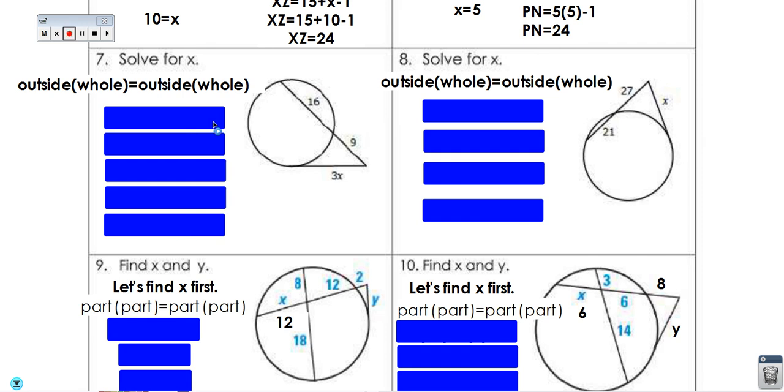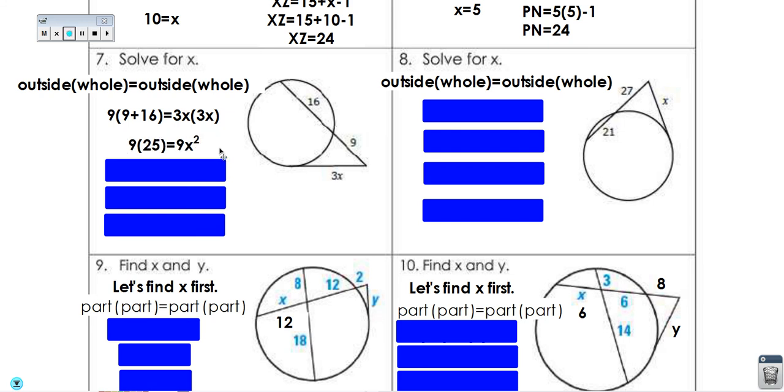Here we have a segment with 9 and 16 having an outside and a whole. But 3x is both the outside and the whole. So we have 9 times 9 plus 16, and then 3x times 3x. Or you could do 3x in parentheses squared. Just make sure you use parentheses there.